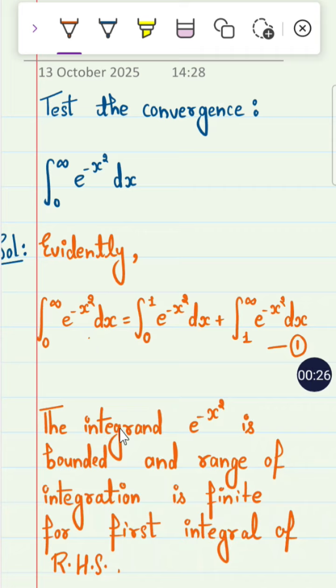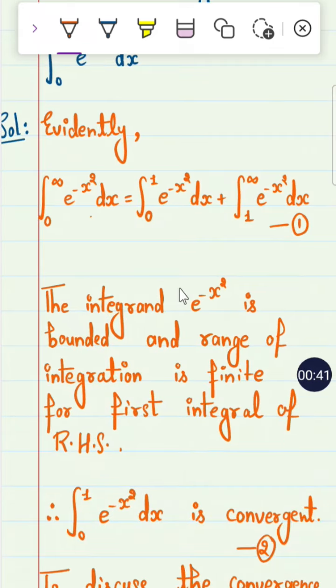As we know, this integrand is bounded, and the range of integration is finite. Okay, if the integrand is bounded and the range of integration is finite, then the integral from 0 to 1 of e to the power minus x square dx is convergent, right? Now we will have to find out the convergence of this other integral. If we find the convergence of this integral, then the sum of the two gives the convergence of the whole integral, right?